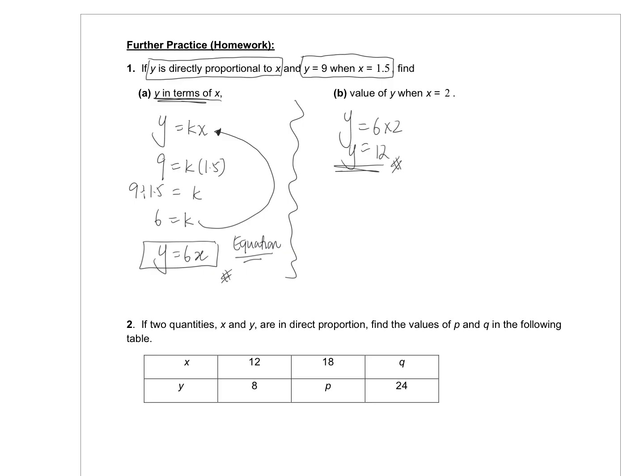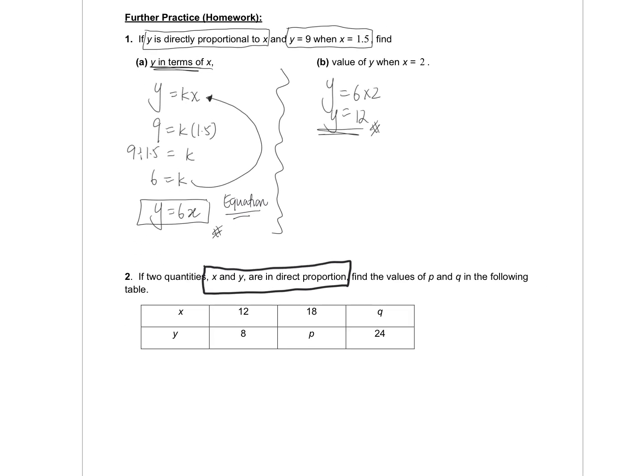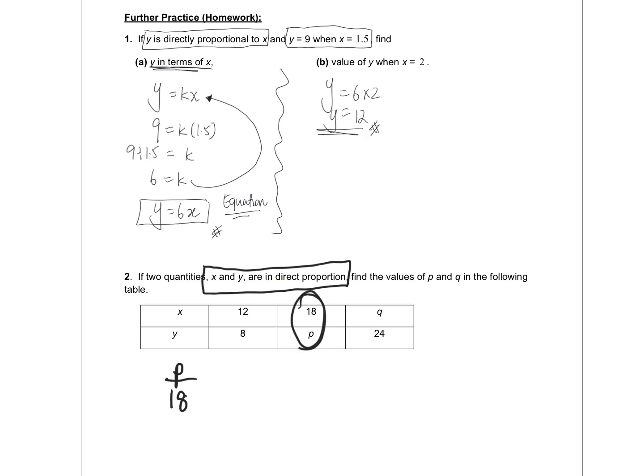Okay, next one. They tell you that x and y are in direct proportion. So listen, just now, if we look at Gabriel's hat, the ratio of each pair must always be the same. So we can do the same thing. Instead of using formula, this one we can use ratio. So this is the pair. P over 18 should be equal to 8 over 12. The ratio must be the same.